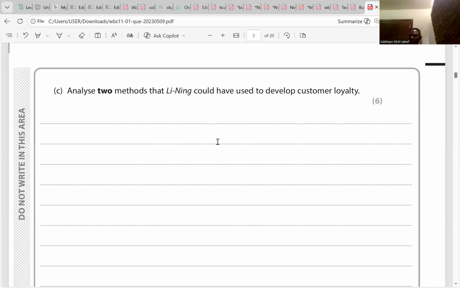Aside that, it might offer discounts. When you give discounts for your product, it becomes cheaper for customers. Customers are always conscious about price. So if you are giving them discounts, that might make them emotionally attached to you, and they always come back to buy from you. They might even tell other potential customers about it.